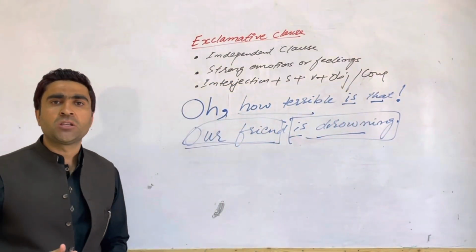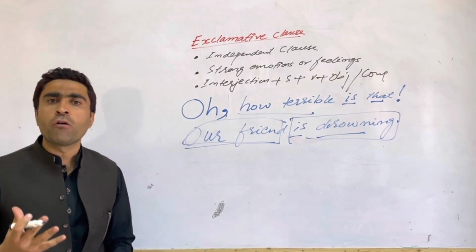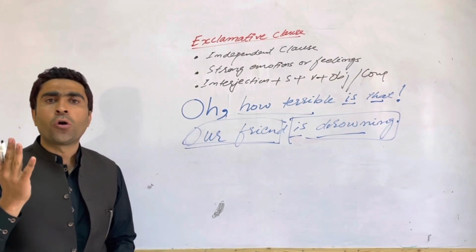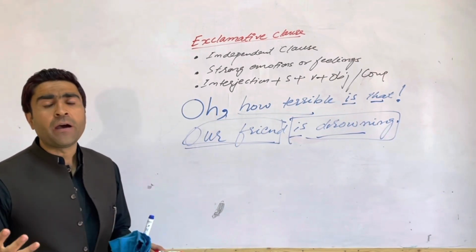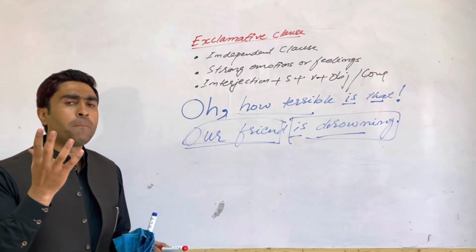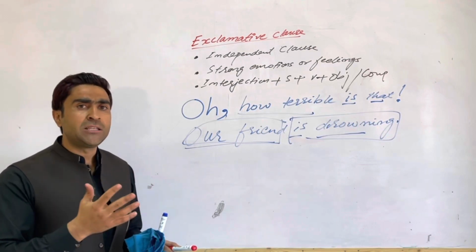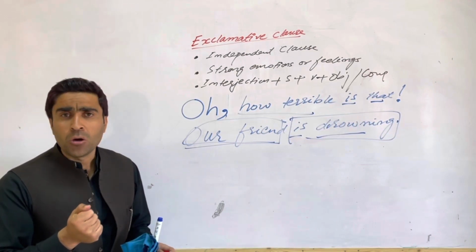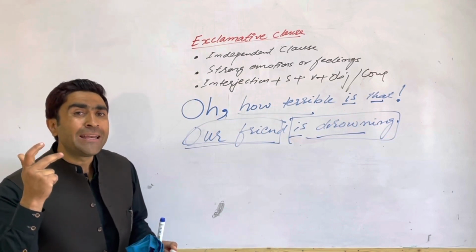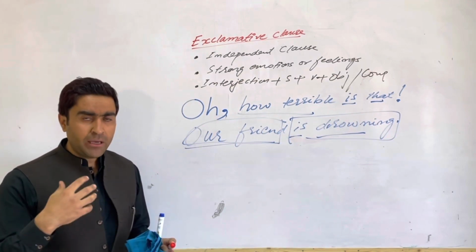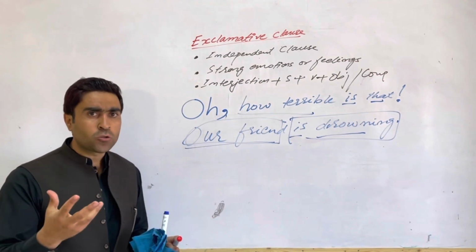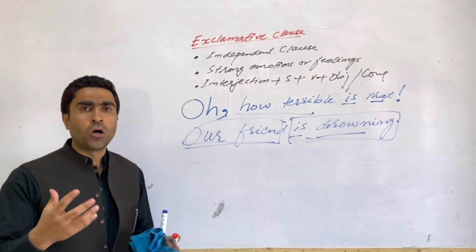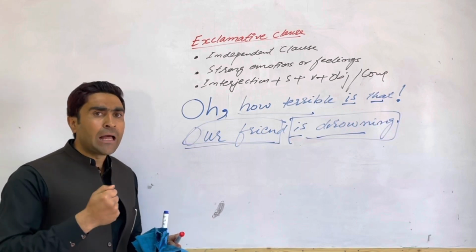Exclamative clause is a clause in which we express our strong feelings of happiness or sorrow. For example, if I've seen you in a very good dress, if I say to you, oh, that's a very nice dress. ठीक है, मैं आपको appreciate कर रहा हूँ, अपने एहसासात को express कर रहा हूँ. That's called the exclamative sentence.